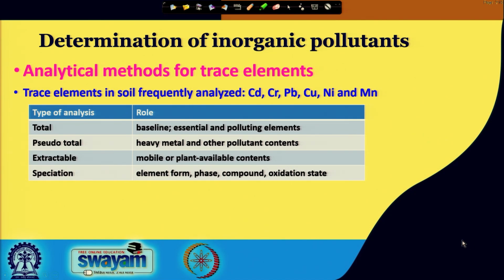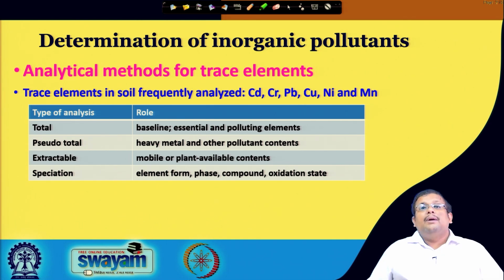The next, let us talk about the analytical methods for trace elements. The trace elements in the soil frequently analyzed are cadmium, chromium, lead, copper, nickel and manganese. Apart from that, there are some metalloids also. Most importantly, arsenic is also measured by different methods, and there are certain methods which can measure most of the elements in the earth crust.